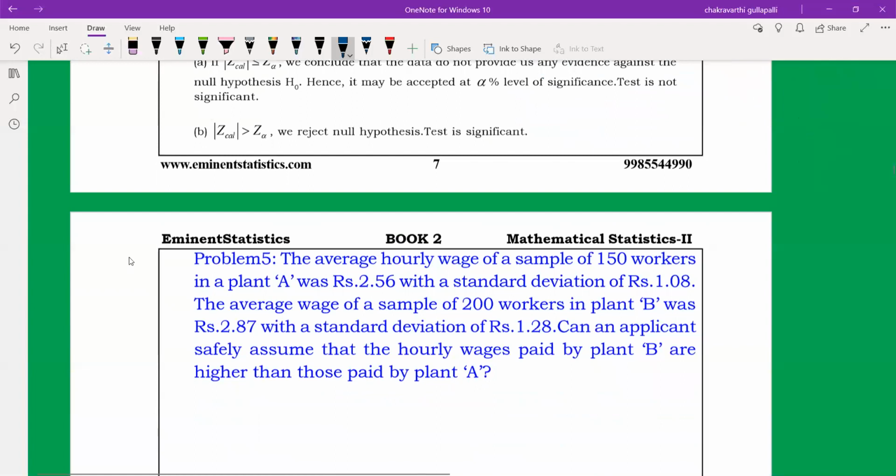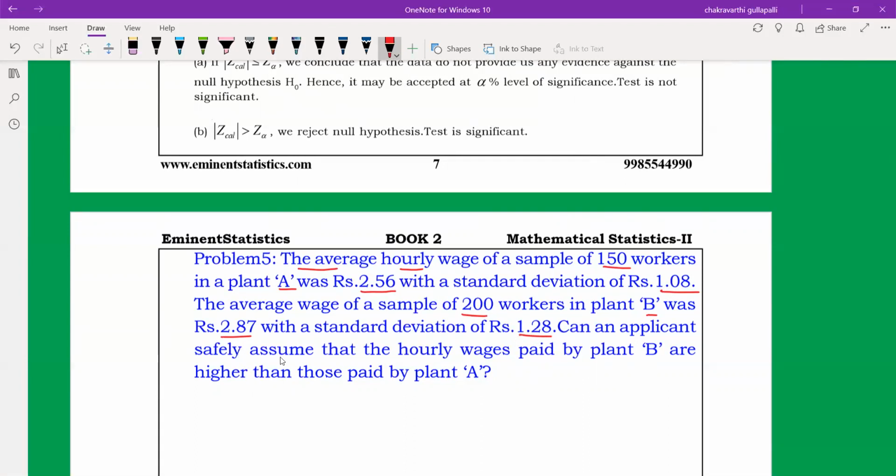Problem 5. A very important problem from the examination point of view also. The average hourly wage of a sample of 150 workers in plant A was 2.56 rupees, with standard deviation 1.08. The average for a sample of 200 workers in plant B was 2.87 rupees, with standard deviation 1.28. Plant A standard deviation 1.08, plant B standard deviation 1.28.